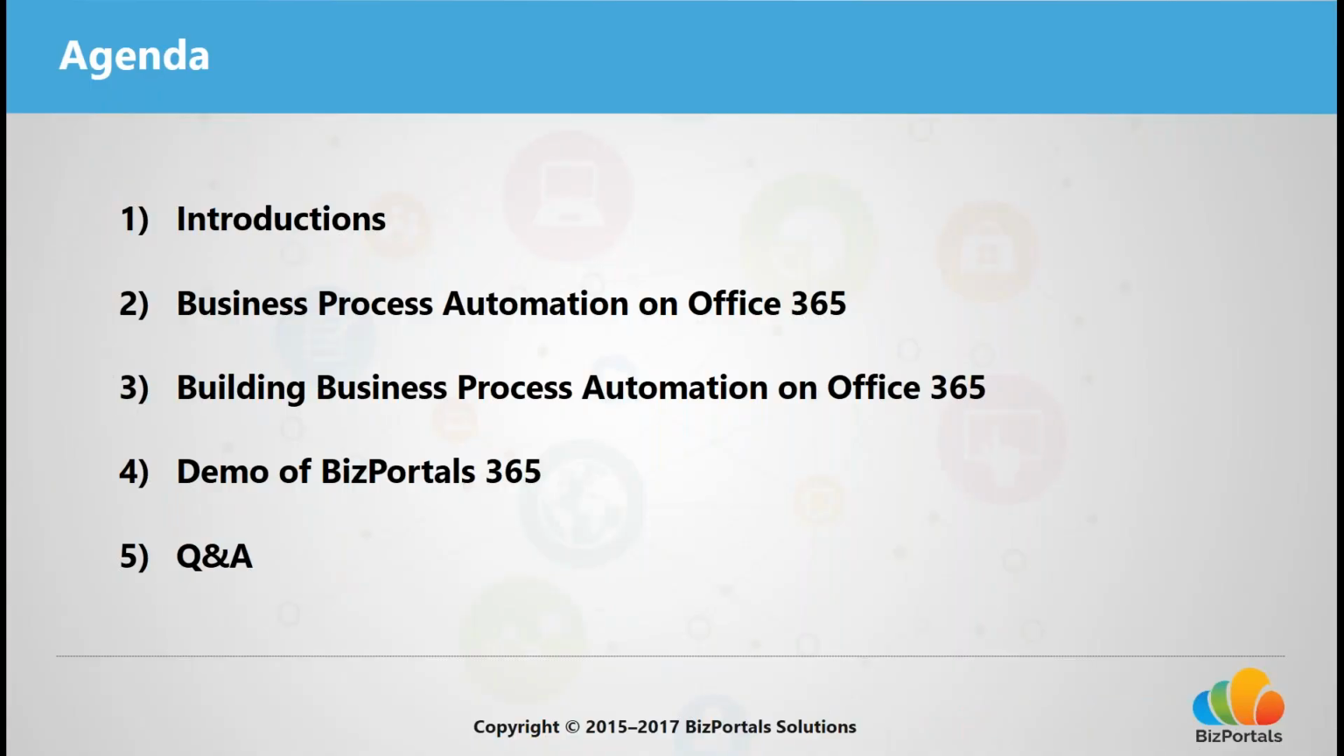So let's jump right into the agenda. Our agenda will be as follows. First, we're going to give you a quick introduction to our team and company. Second, we will talk about the capabilities of business process automation and the specific types of tasks, workflows, and processes that can be automated on Office 365. Third, we're going to go through how to use Office 365 to implement business process automation, the key Office 365 tools to use, and options on how to get started.